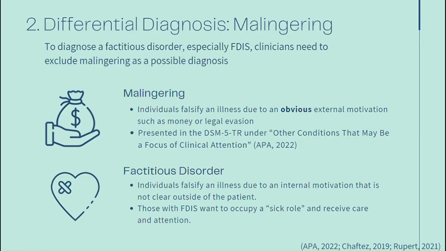So, the one consideration that we need to make when conducting a differential diagnosis is the concept of malingering. In malingering, we have an individual who also falsifies an illness. However, they don't do it for an internal motivation. They do it for a very obvious external motivation. They are either doing it for some kind of financial gain or to avoid some legal process. And this condition usually goes away once that goal has been realized.